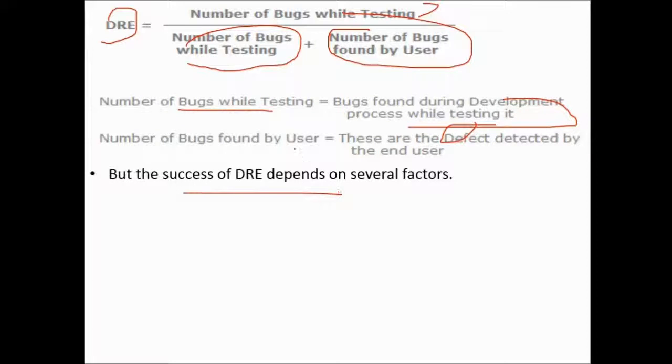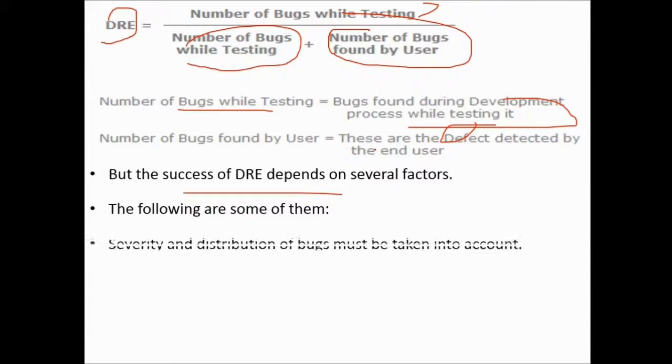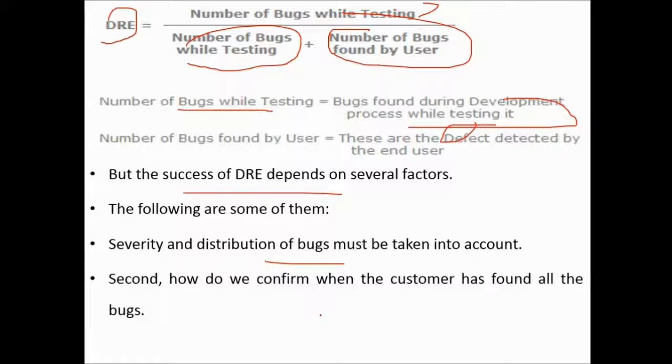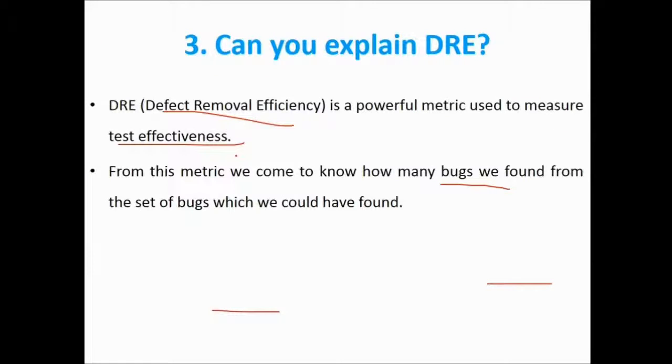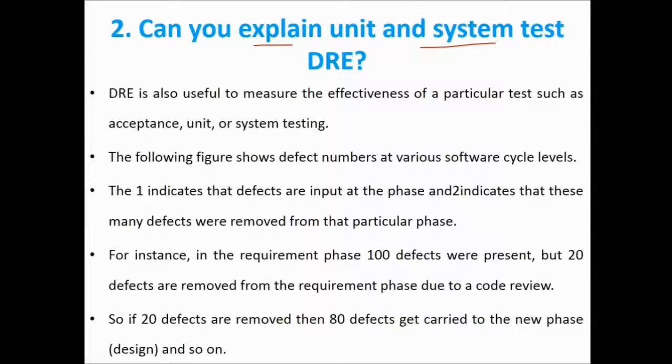But the success of DRE depends on various factors. Some of them are that the severity and distribution of bugs must be taken into account, and how do we confirm when the customer has found all the bugs? This is normally achieved by looking at the history of the customer. Okay, so now let's go back to our previous question.